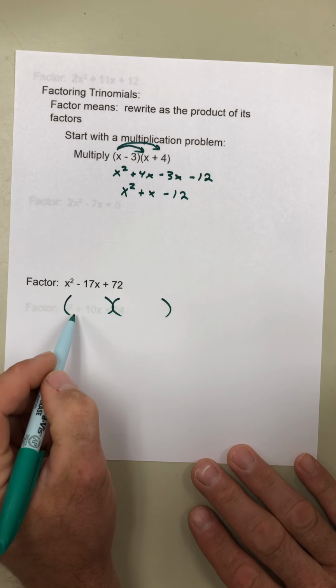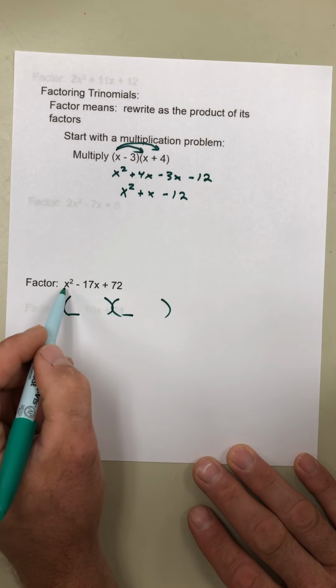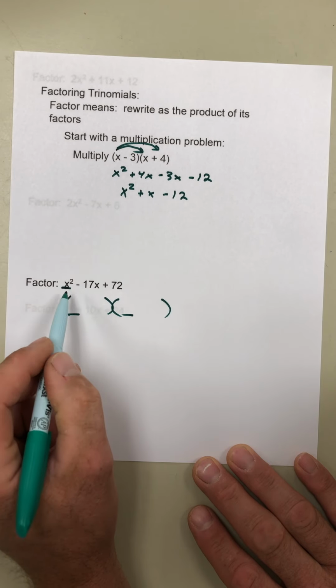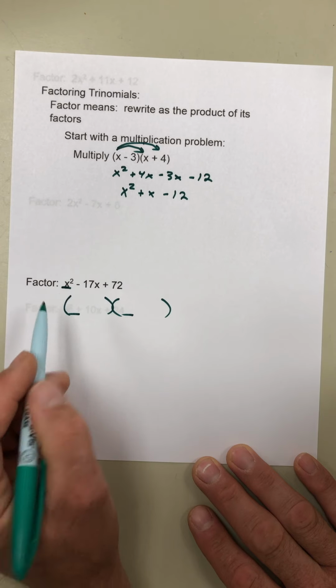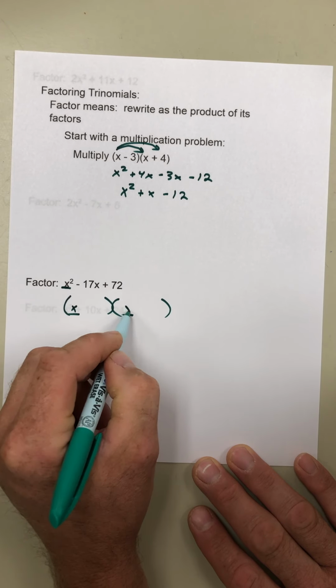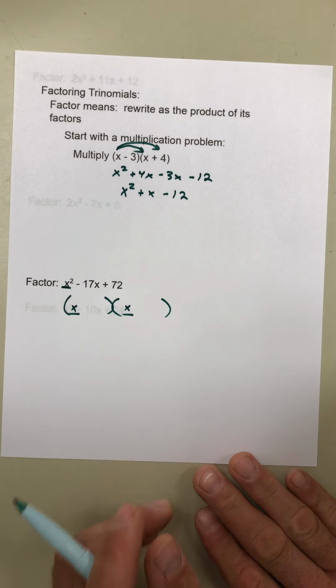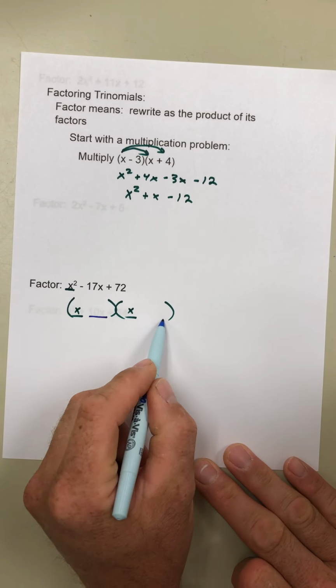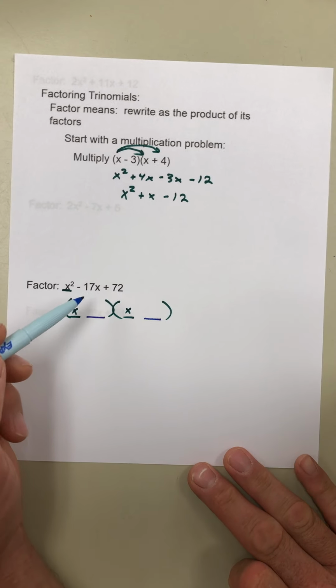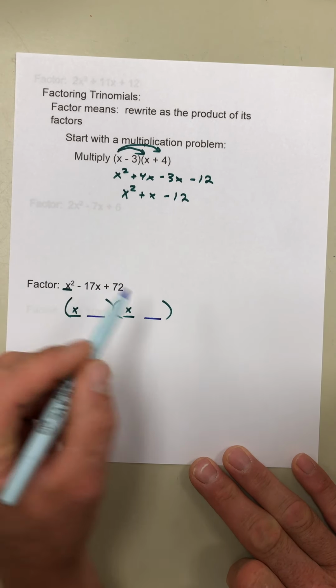All right, so I know my first two terms have to come from x squared. When I multiply these two terms together, I need to get x squared. The only way we can do that is x times x. To get my last term, we'll make it blue here if you can see that, we have to multiply to give us 72.